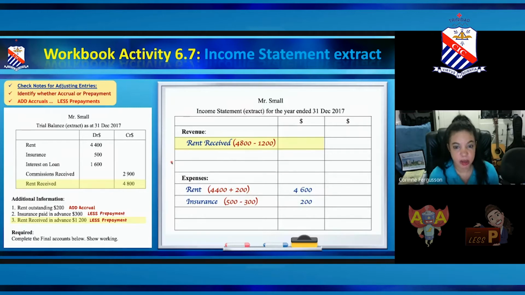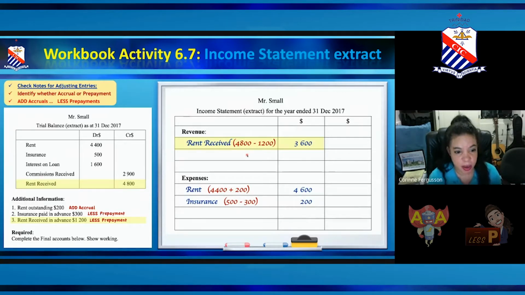Now, I just want to point out, notice it is the revenue or the expense. Don't put accrued or prepaid in your income statement. Remember that, okay? So even though you identify this, for example, as a prepayment, you're not going to put prepaid here, because as we're going to revise again, prepayments and accruals are either current assets or current liabilities. So I don't want to see that there. It is rent received and your working, and then you will put your answer.